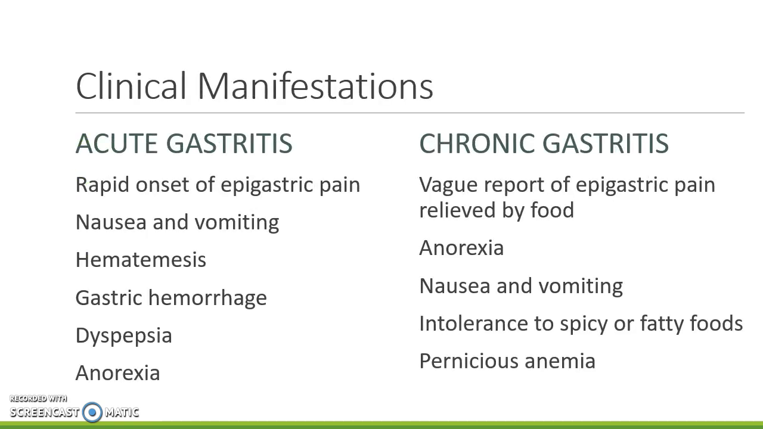Clinical manifestations are as listed. It's important to make sure that you check for blood in the emesis, which would be indicated by coffee ground colored emesis. Gastric hemorrhage can be fatal. And then chronic gastritis: the vague report of epigastric pain relieved by food is the main difference between the two. Also nausea, vomiting, intolerance to spicy and fatty foods, and pernicious anemia.